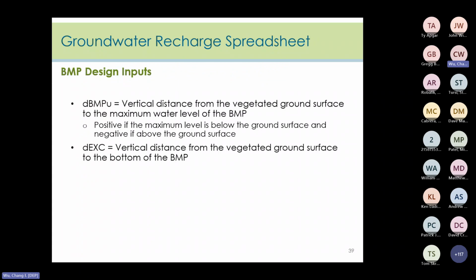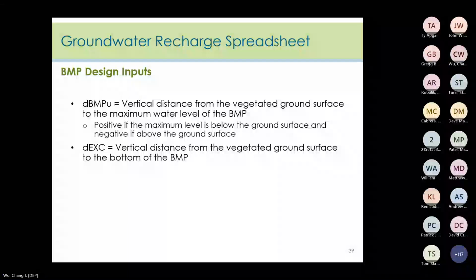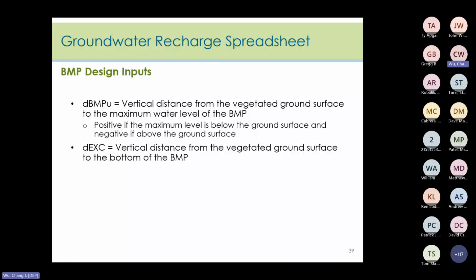Another factor that's confused the designer or the reviewer is the dBMPU. It's the vertical distance from the vegetated ground surface to the maximum water level of the BMP. We have the figure in the chapter; you can take a look. It's positive if the maximum level is below the ground surface, and if it's negative, then it's above the ground surface. And dx is the vertical distance from the vegetated ground surface to the bottom of the BMP.